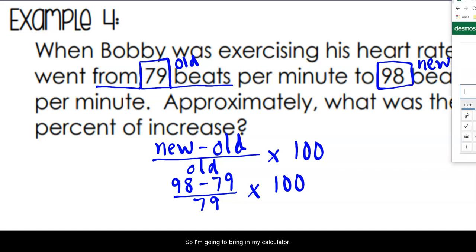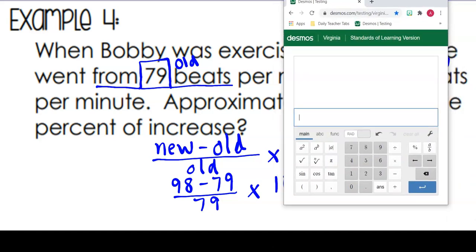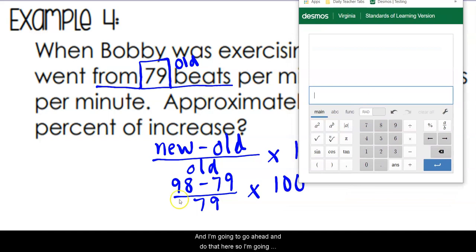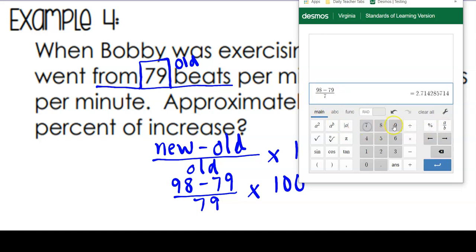So I'm going to bring in my calculator. And I'm going to go ahead and do that here. So I'm going to take the 98. I'm going to subtract the 79. Now divide that by 79. It gives me a decimal. I want a percentage, so I'm going to multiply by 100 to change that to a percent. And I'm going to round this to the nearest percent. So I'm going to say that it was a 24% increase.